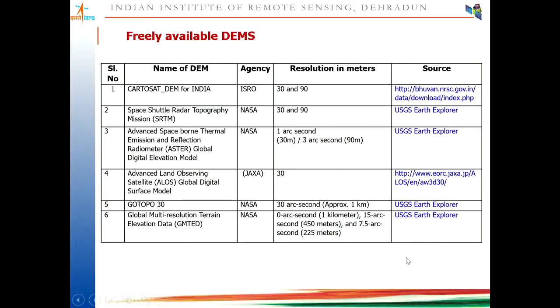So what DEMs are available? Here is the list of freely available digital elevation models. Cartodem of India has a resolution of 30 to 90 meter. You can download from this website. SRTM from NASA provides a resolution of 30 to 90 meter. You can get it from the USGS Earth Explorer. Aster DEM, ALOS Palsar, ALOS Global Digital Elevation Model, 30 meter resolution. You can download from this site.